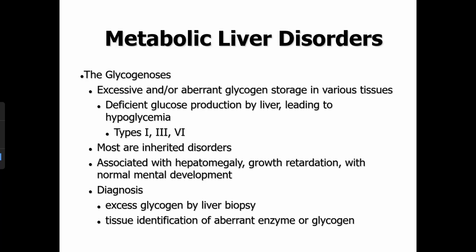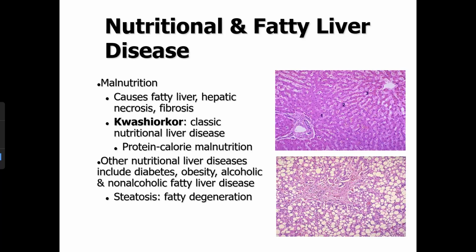The glycogenosis: excessive and/or aberrant glycogen storage in various tissues. Most are inherited, associated with hepatomegaly. Hepatomegaly means enlarged liver. Growth retardation with normal mental development. Diagnosis: excess glycogen by liver biopsy and tissue identification.